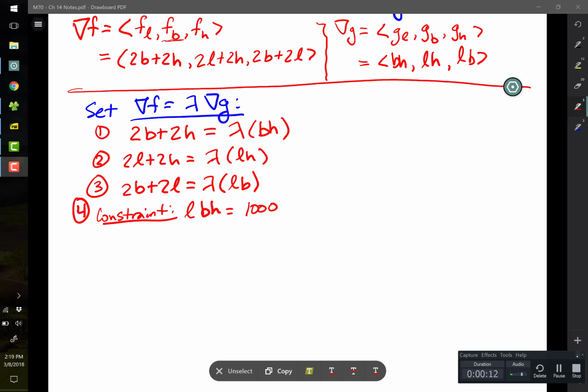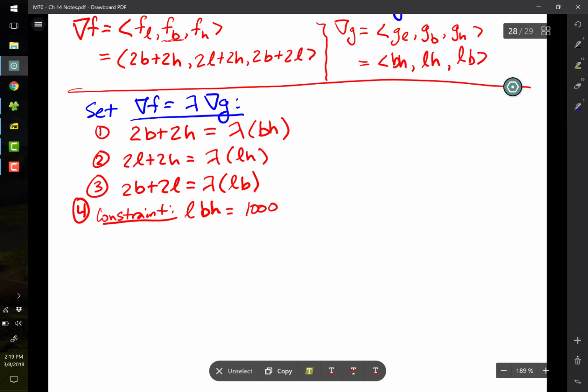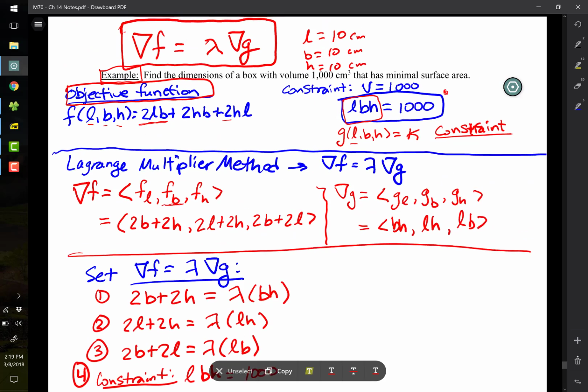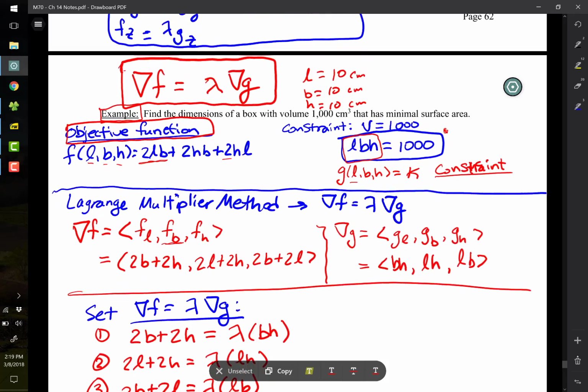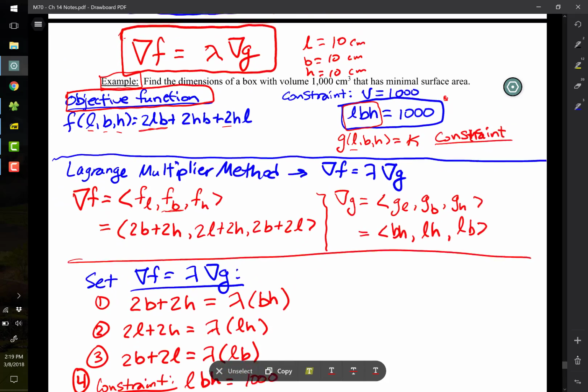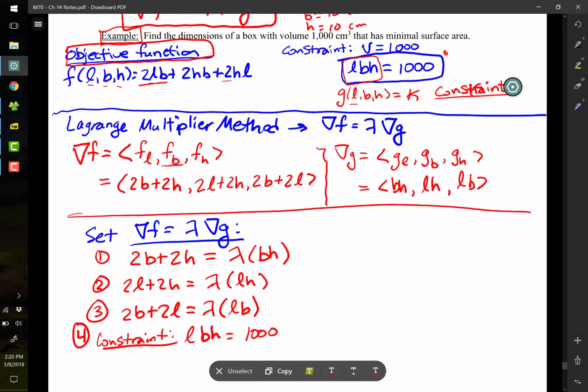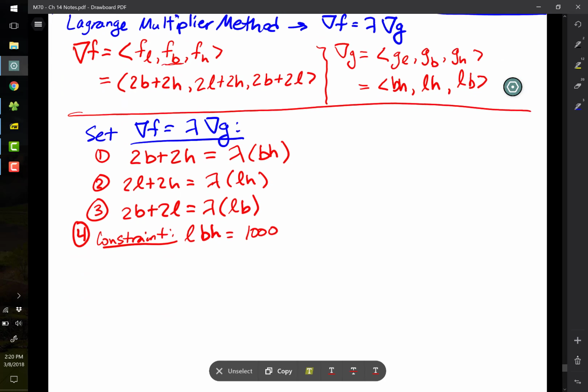Okay, it's recording. So this is the Lagrange multiplier, the second to last problem in that section, and we had the box with the volume of 1,000. We're trying to minimize the surface area. So in class we had already set up the Lagrange multiplier system. Number one was 2b plus 2h is equal to lambda bh, and you can see the rest there. I number them because it's going to be helpful when I want to do the algebra to solve for L, B, and H.